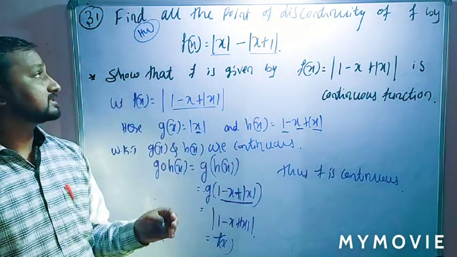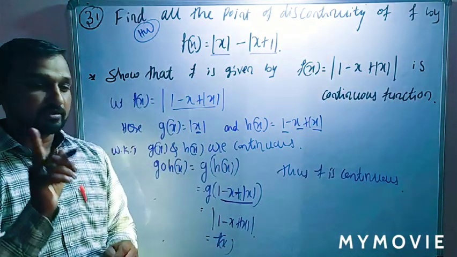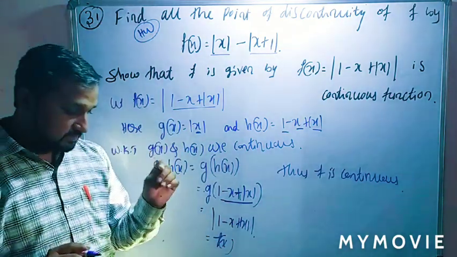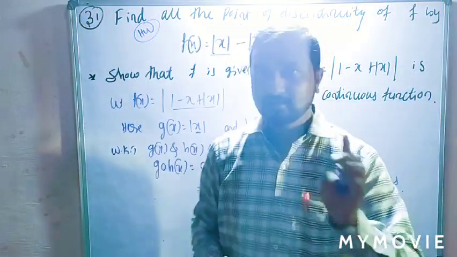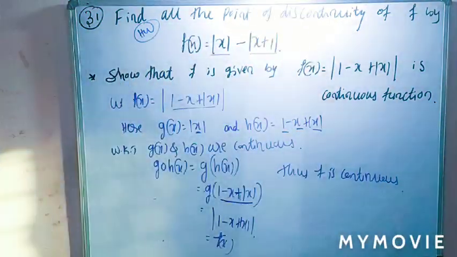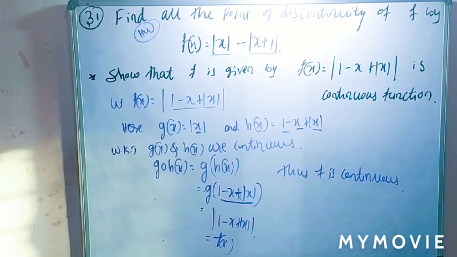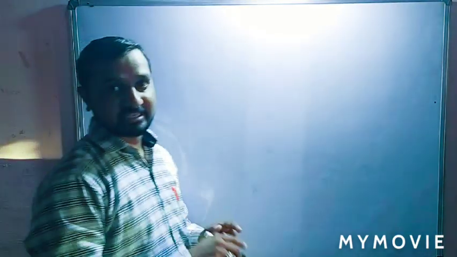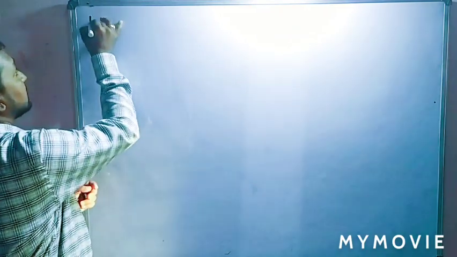Write this example and try it yourself. So that is the greatest integer function example. That is example number 19. I left that example because it is somewhat complicated. So that is the greatest integer function, example 19.